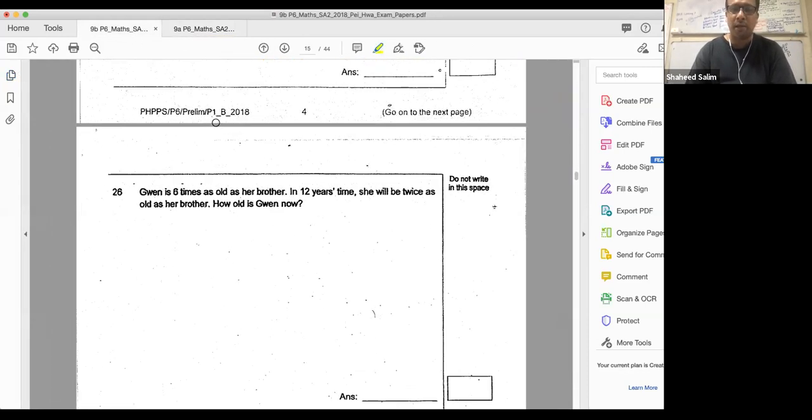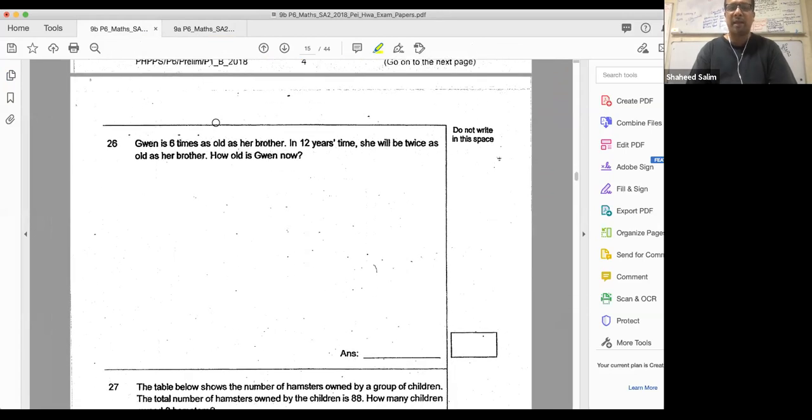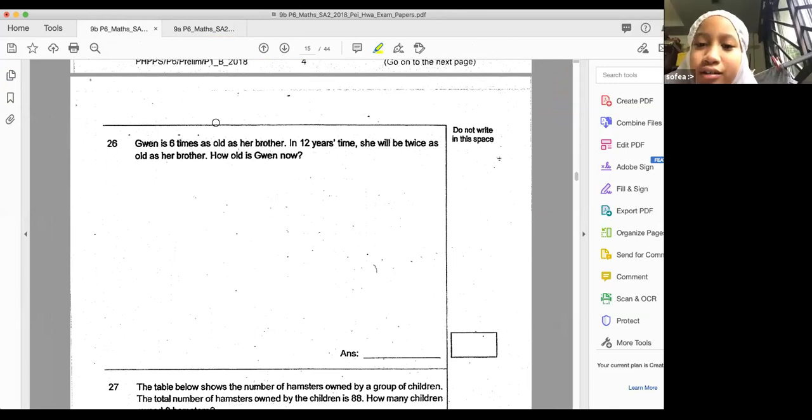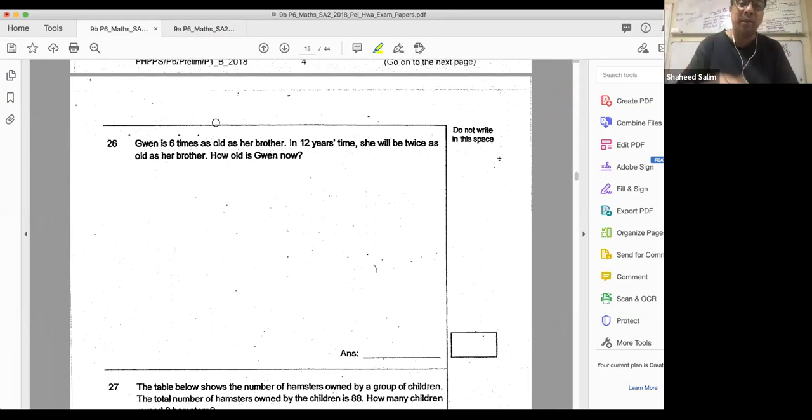The next one now. Okay, please think carefully. I'll give you the model in about 2 minutes' time. You have to draw the model. If you don't draw the model, you can't do. The clue in this type of question is always that something does not change. No matter how old they are, something between them does not change: the age gap, the difference between the ages.